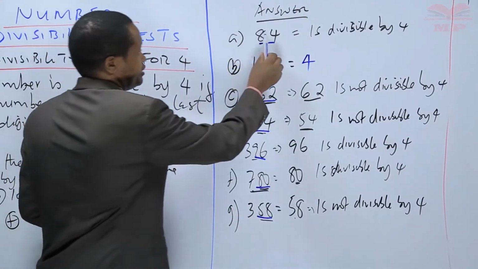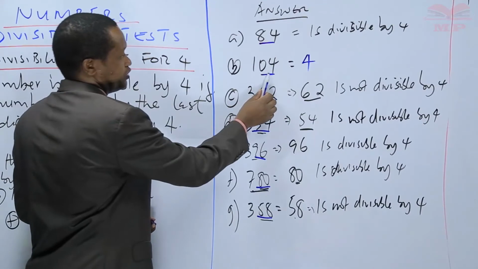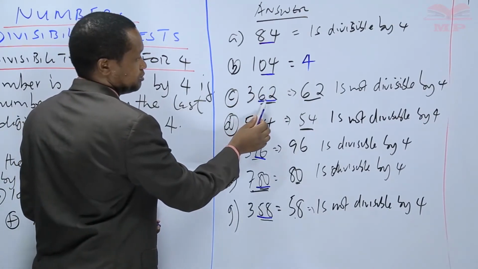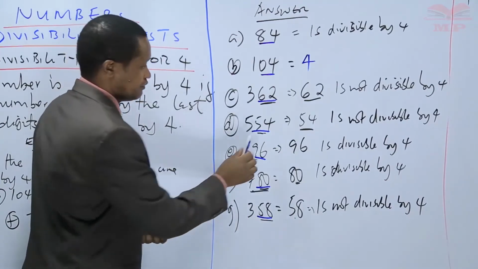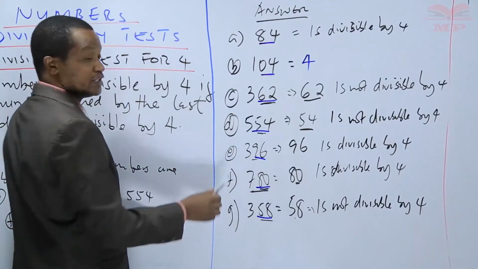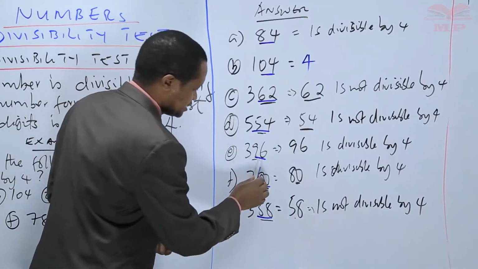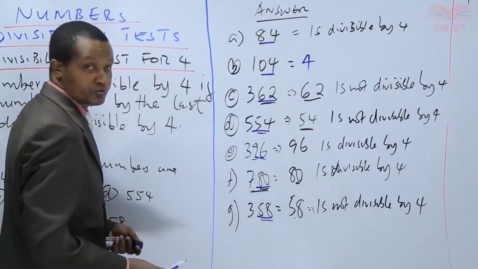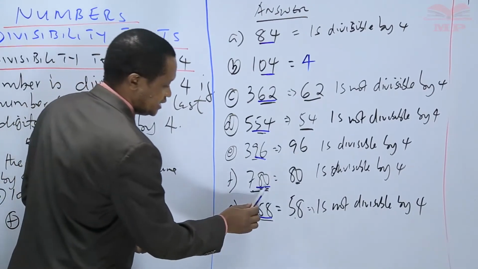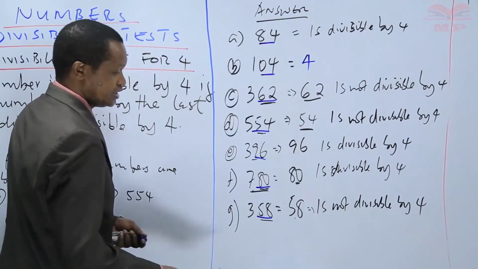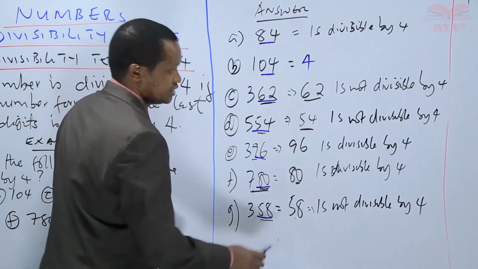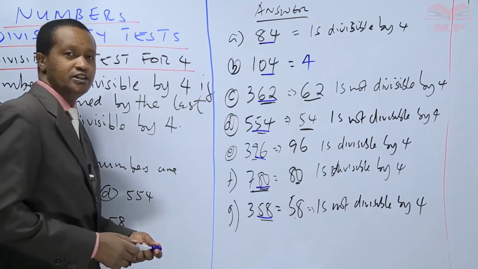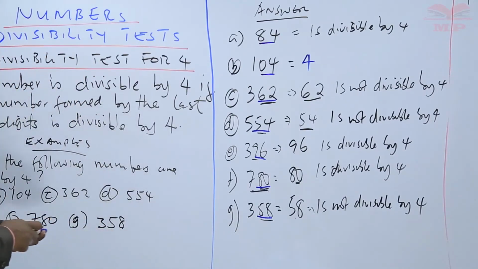Here it's number 84. This one is number 4. The last 2 digits here is number 62. In D, the number is 54. In E, the number is 96. In F, the number formed by the last 2 digits is 80. And in G, the number formed by the last 2 digits is 58. So that is how you test for number 4.